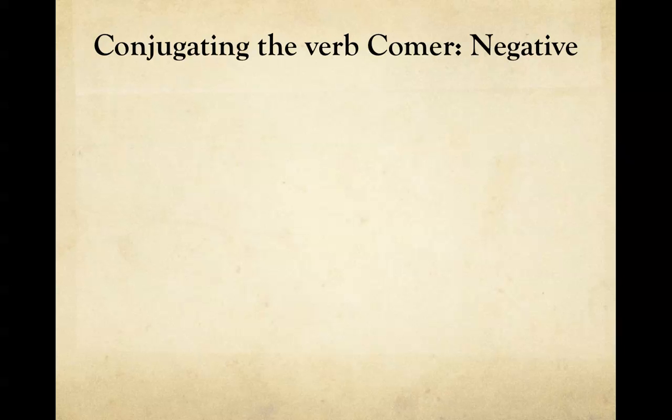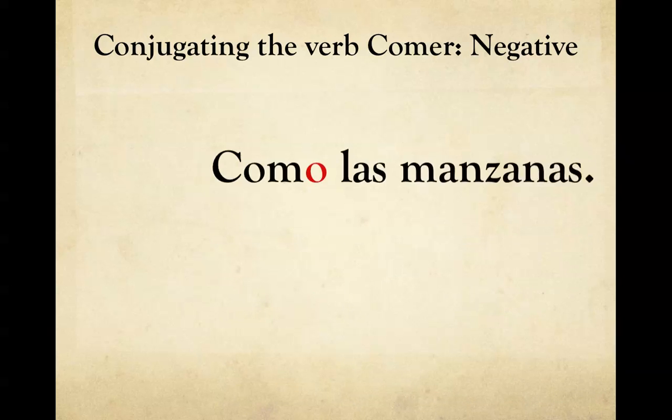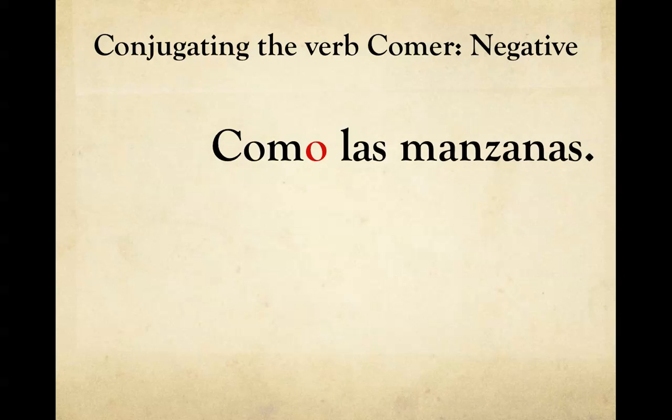Now we're going to conjugate the verb comer, and we're going to look at a little problem that I saw in some people's papers from before. So in the negative form, which is the way to say don't or doesn't, we're going to do this in Spanish. So, como las manzanas is the positive form. I eat apples, or I eat the apples. Now, to make it negative, you say, no como las manzanas. But if you want to include the person, the subject pronoun, you actually have to put that in the very front. Yo no como las manzanas.